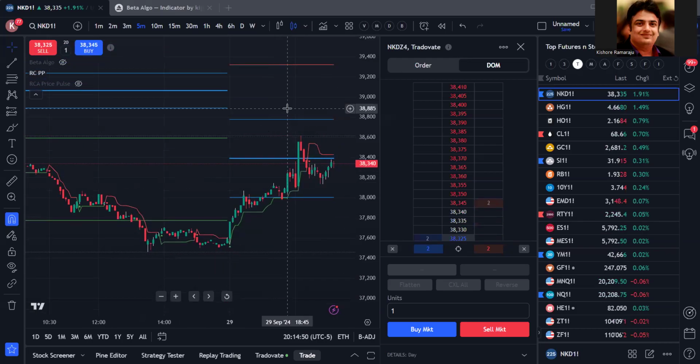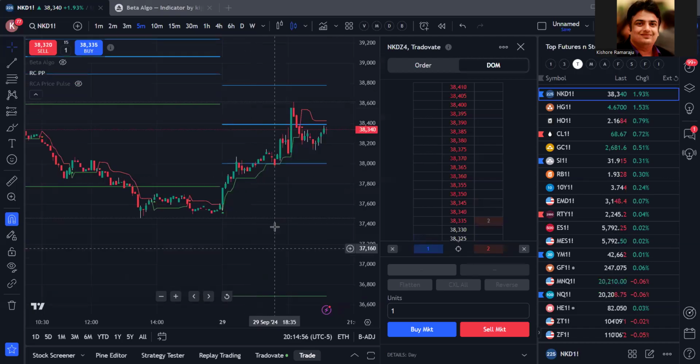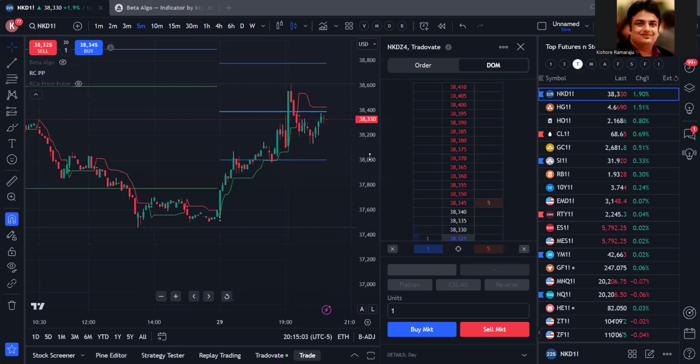Whenever it is in between the lines, it will be choppy. If price goes above these lines, that means it is bullish. Price goes below these lines, that means it is bearish. Price moves within these lines, that means it is choppy. So you can avoid when it is choppy. If it comes down, it may go all the way down.